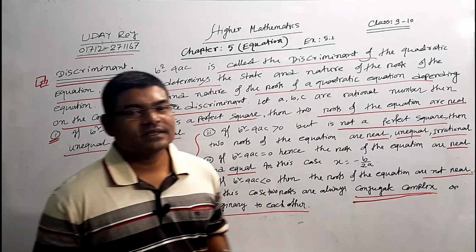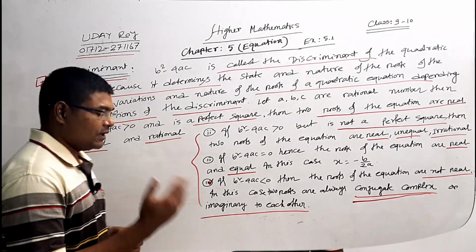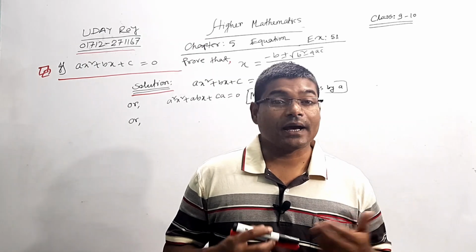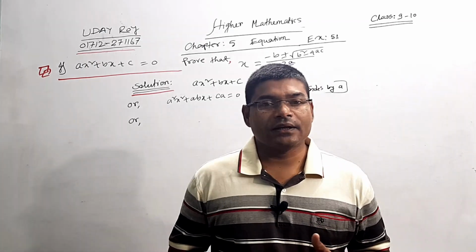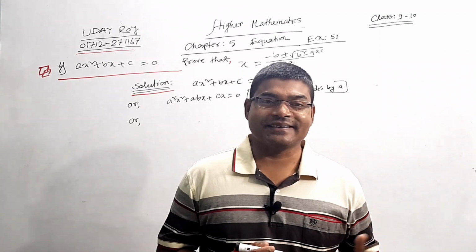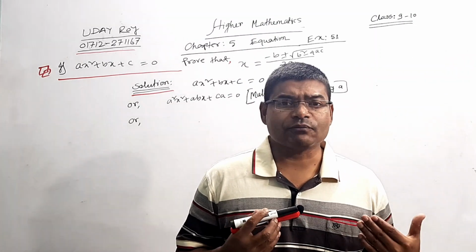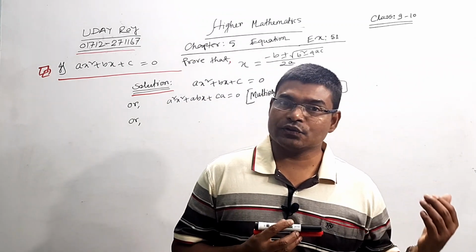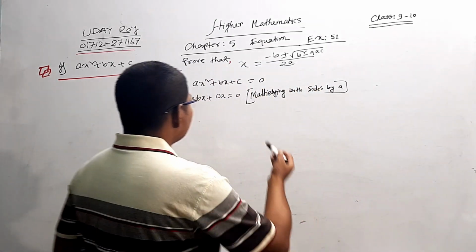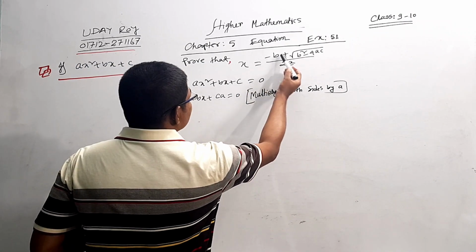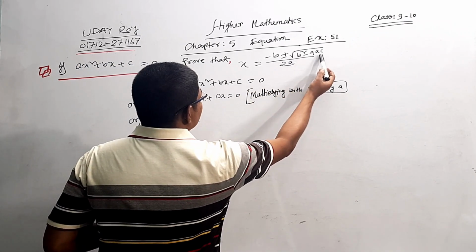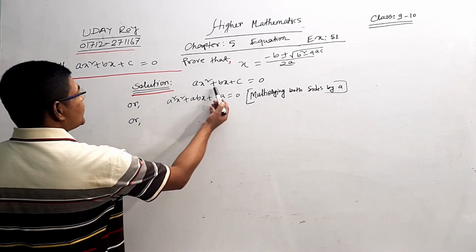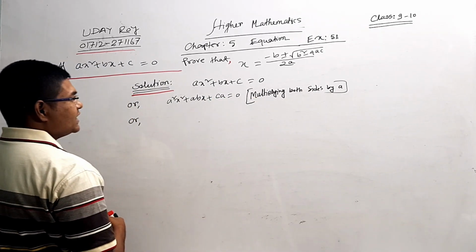We will solve the standard form of the quadratic equation. Already we have learned the definition of equation and quadratic equation, and we have learned the discriminant. Now we have to prove that if ax square plus bx plus c equal to 0, then x equal to minus b plus minus square root of b square minus 4ac divided by twice a. So here is ax square plus bx plus c equal to 0.